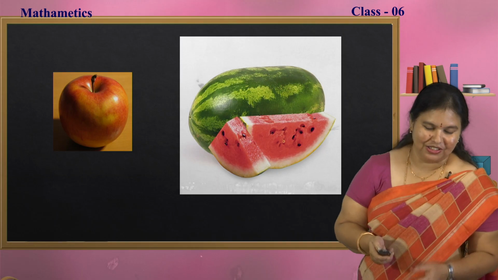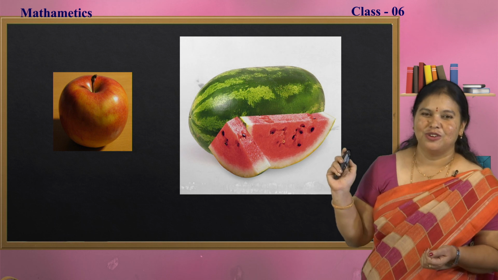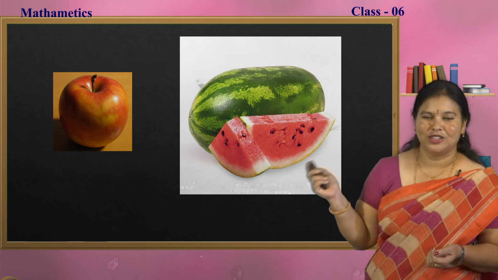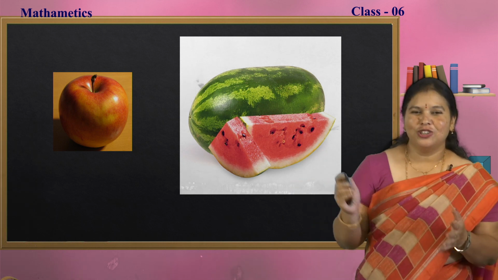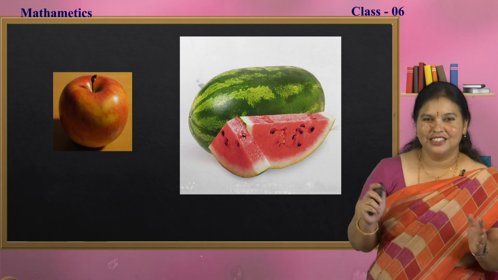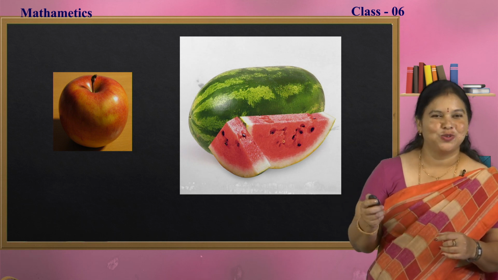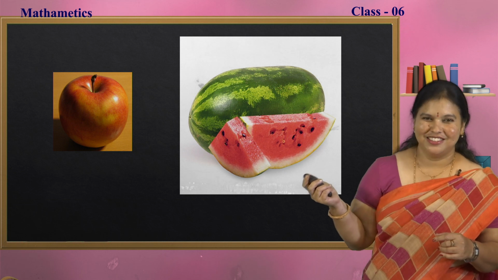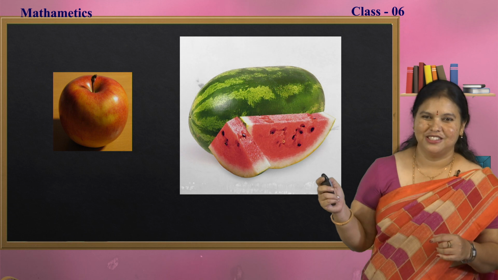In this picture, you can see 2 delicious fruits. One is an apple and another one is a watermelon. Mouth watering, no? Yes. What you have to do is compare these two fruits depending on their sizes. Yes, it's very easy. Which one is smaller? Yes, it's an apple. Apple is the smaller one and watermelon is the bigger one.